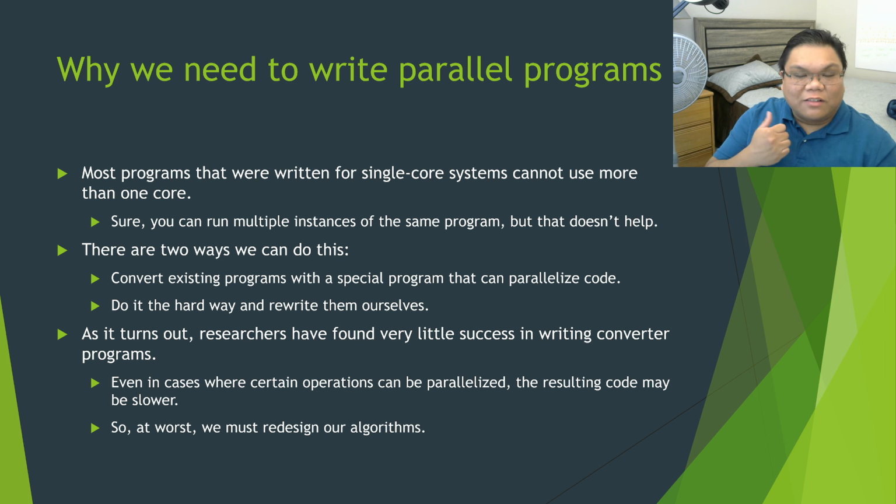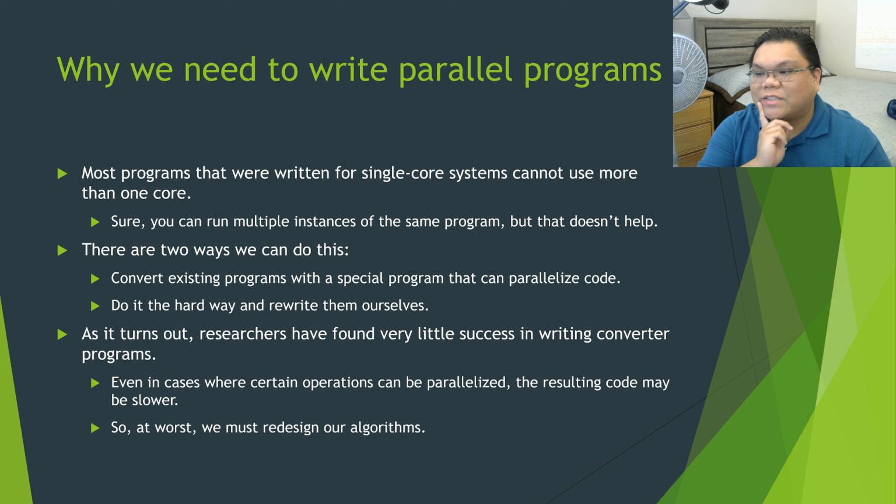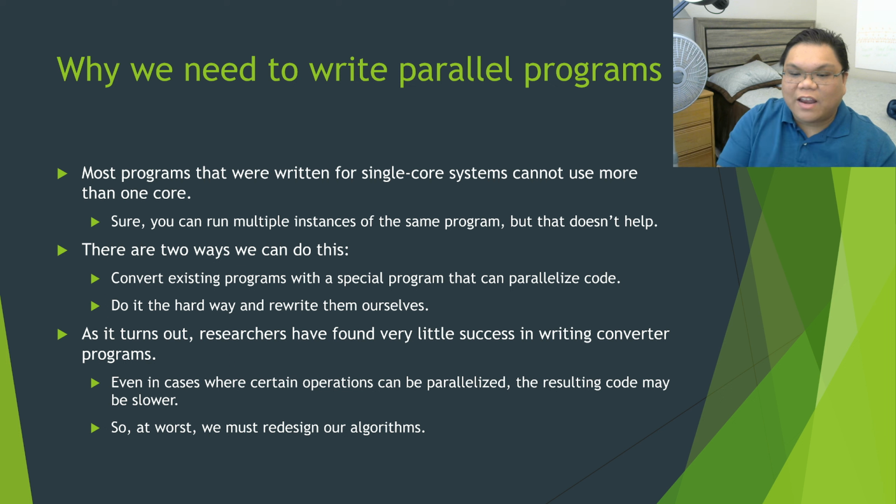But assuming you're lucky and you do have the source code, how could we parallelize it then? Well, there are two ways. The hope is we can somehow write a program that can parallelize the code for us, or we have to do it the hard way and write it ourselves. As it turns out, researchers have found very little success in writing such converter programs. Even in cases where certain operations can be parallelized, the resulting code may be slower.